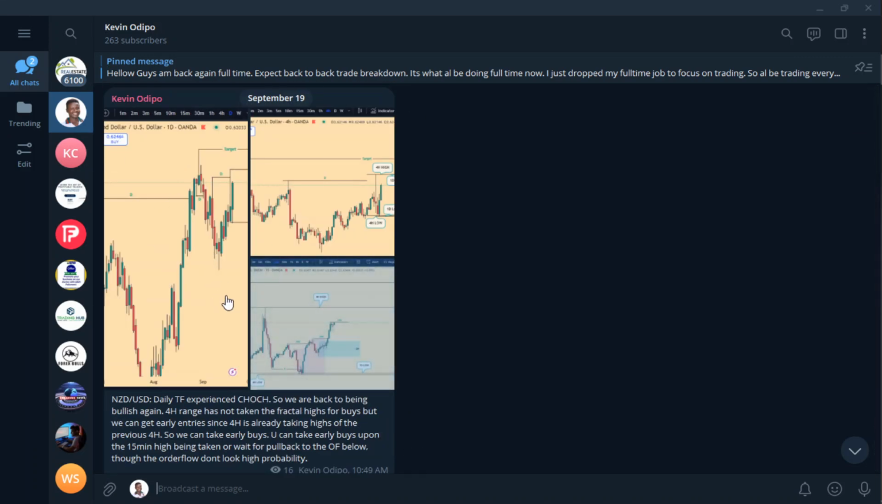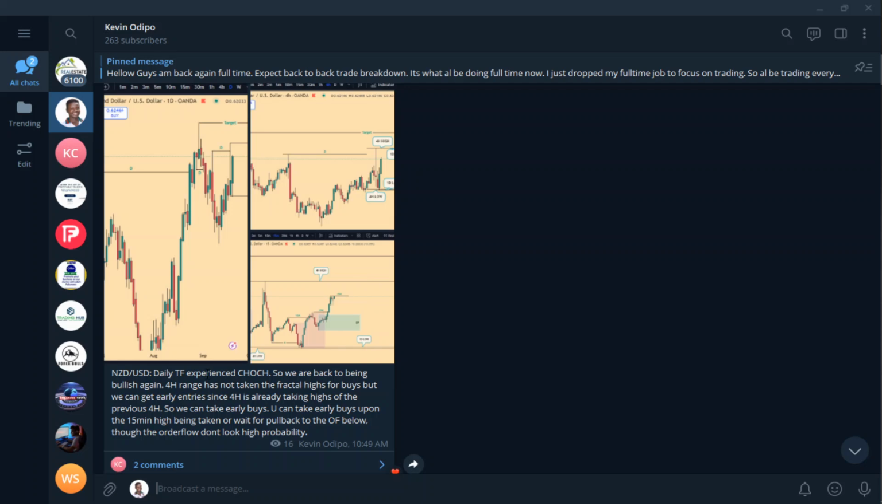This is where it all started. So what did I say? Daily time frame has experienced a change of character, so we are back to being bullish again. The 4 hours range has not taken the fractal highs for buys, but we can get early entries since the 4 hours is already taking highs of the previous 4 hours candles, so we can take early buys.